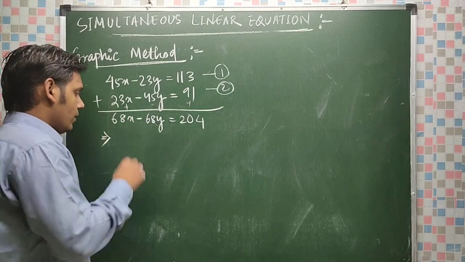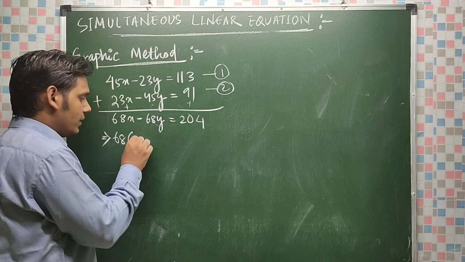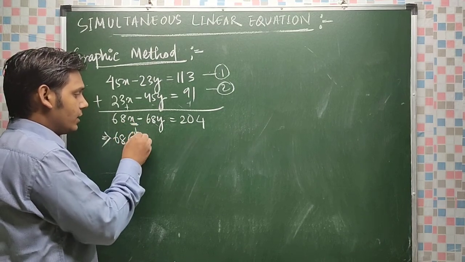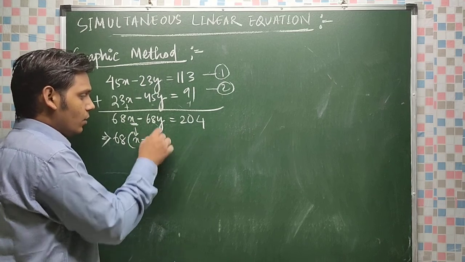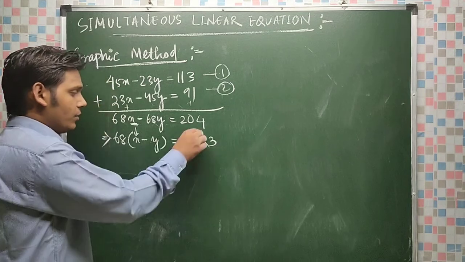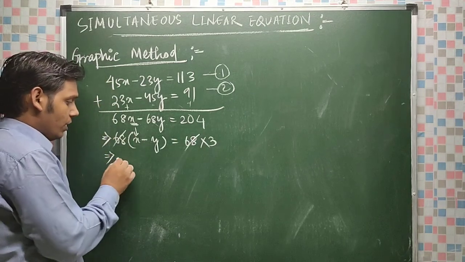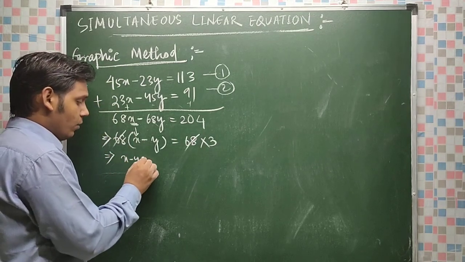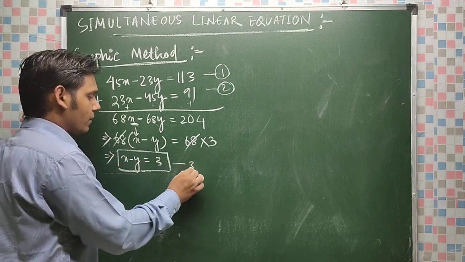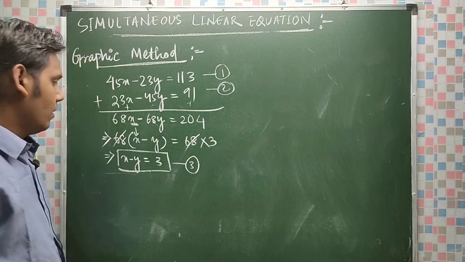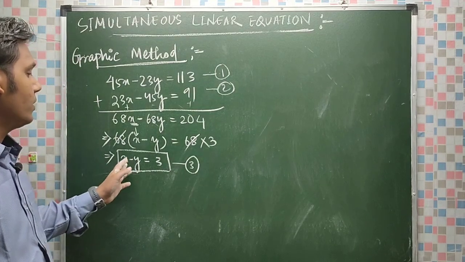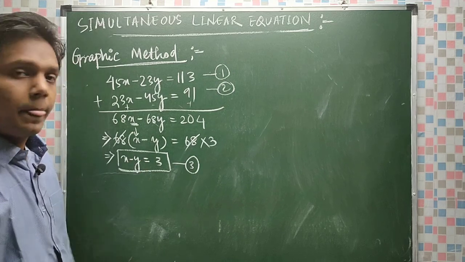Now 68 I can take common. 68 means x, 68 if I take common here, it will be x followed by minus sign, thereafter y. 68 into 3, so I can take out 68. So now x minus y is equal to 3. This is equation 3. I have told you either you will get x plus y, otherwise you will get x minus y. So first we got x minus y, thereafter we will get x plus y.